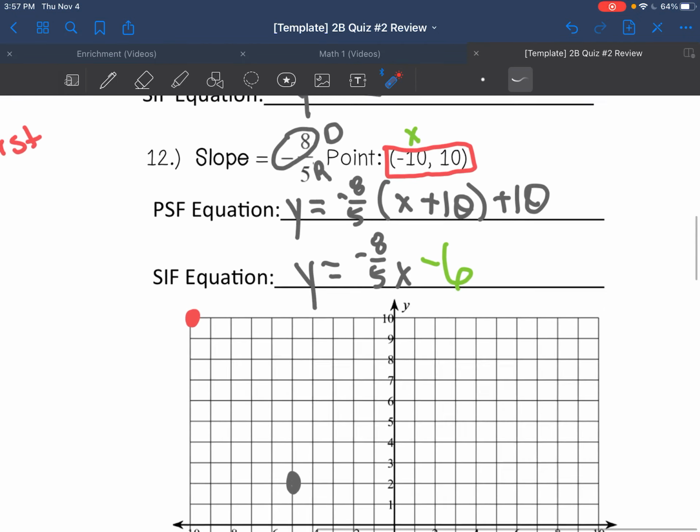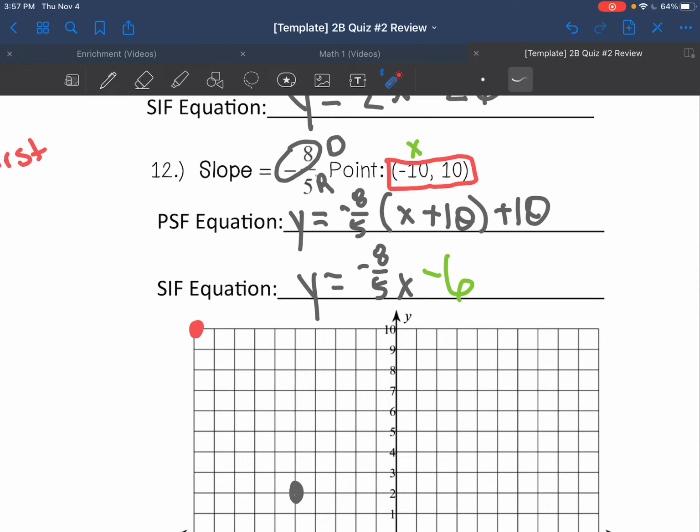Number 12, we have a point slope form of -8 over 5 times x plus 10, plus 10. Again, the x is what lies in the point slope form equation. We plot this point first, which is this pink point. Our slope is -8 over 5, and we have one negative, so we use it once. And I'm going to use it with my 8.